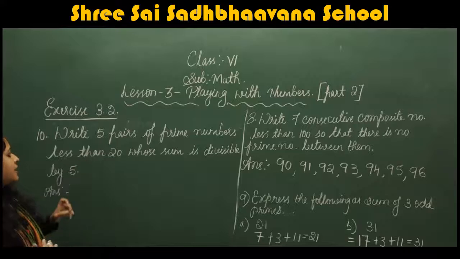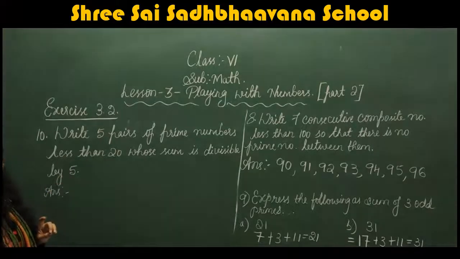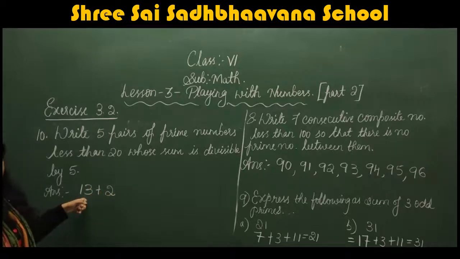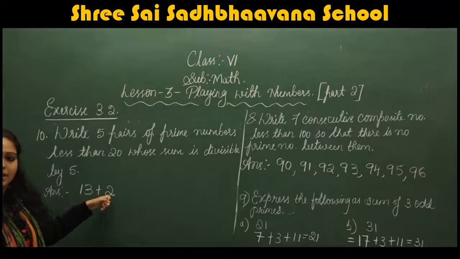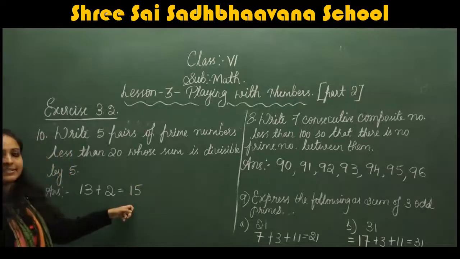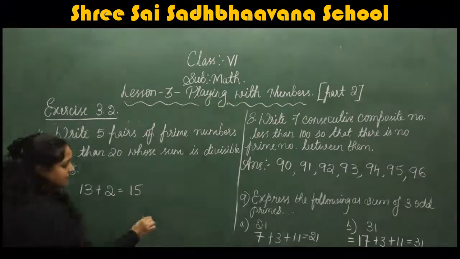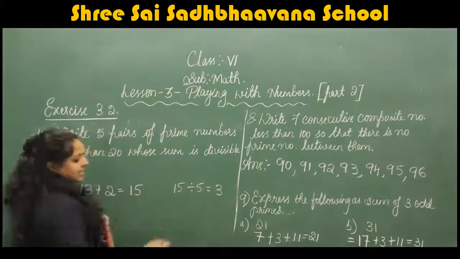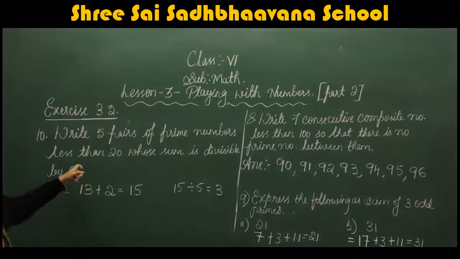So let us check 5 pairs of prime numbers. Let me write the first pair, 13 plus 2. Here you can see 13 is a prime number, 2 is also a prime number. So 13 plus 2 is equal to 15. I can divide this 15 by 5, right? 15 divided by 5 is equal to 3. Correct? Like that, 5 pairs I have to select.